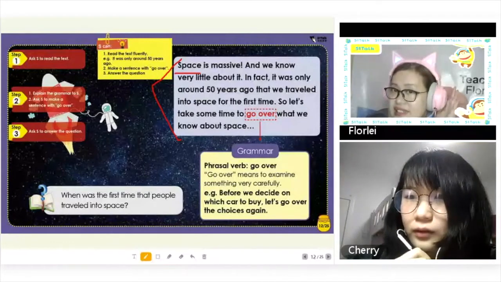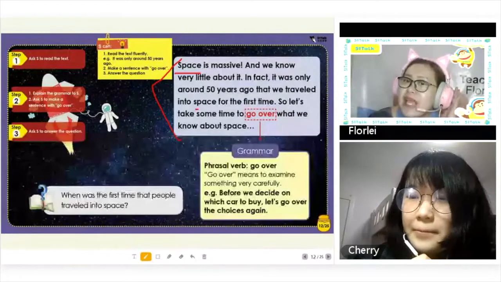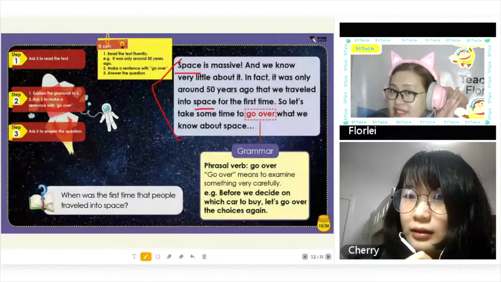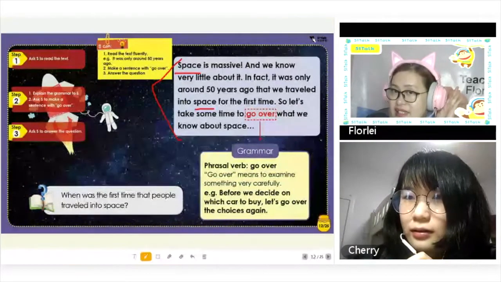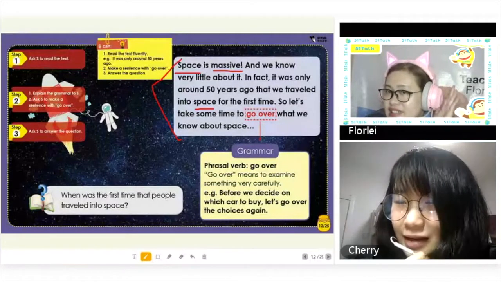Okay, let's try to read the word space. Okay, space. Very good. One more time. Space. Massive. Massive.